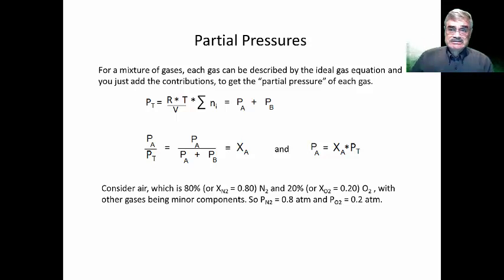If we have a mixture of gases, such as air, the total pressure is equal to the partial pressure contribution of each of the component gases, the partial pressure of each of the components.